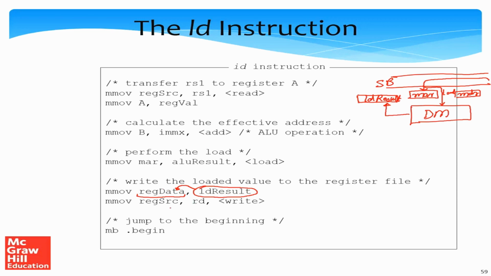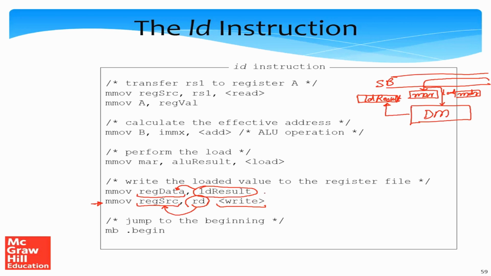In the next microinstruction, we read the ID of the destination register RD. We transfer that to reg source, because reg source is supposed to contain the ID of the register. And in parallel, we issue the write command. The write command will write the load result to the destination register in the register file.